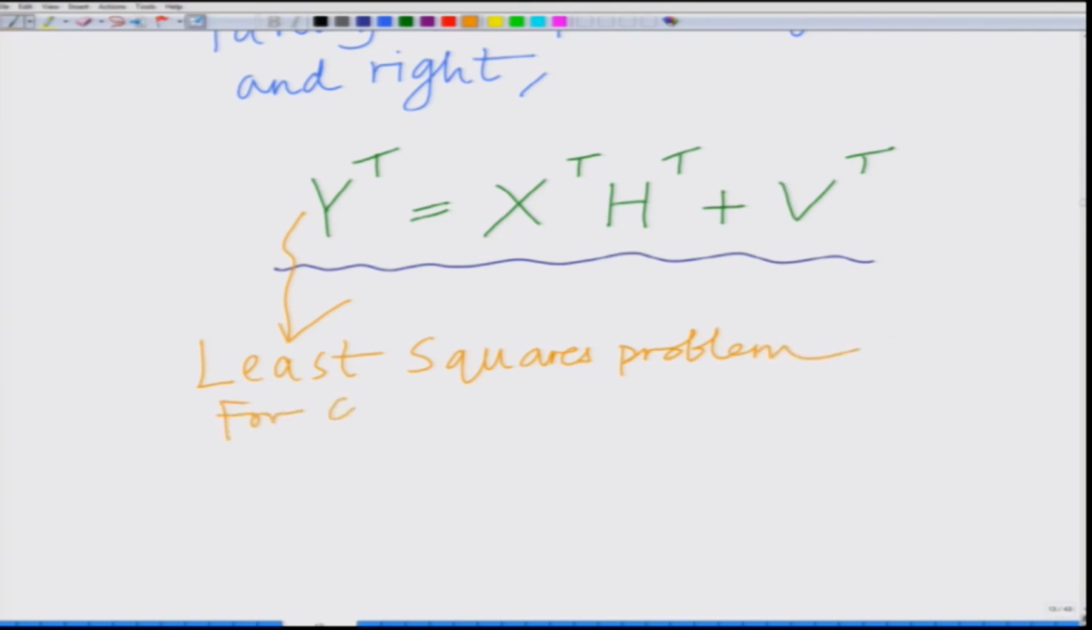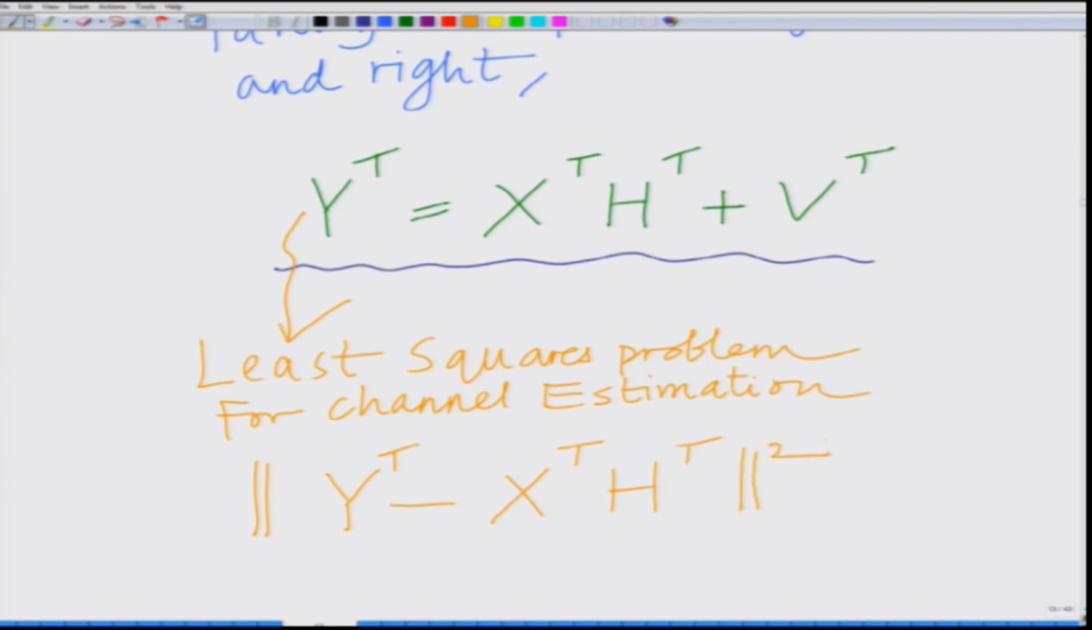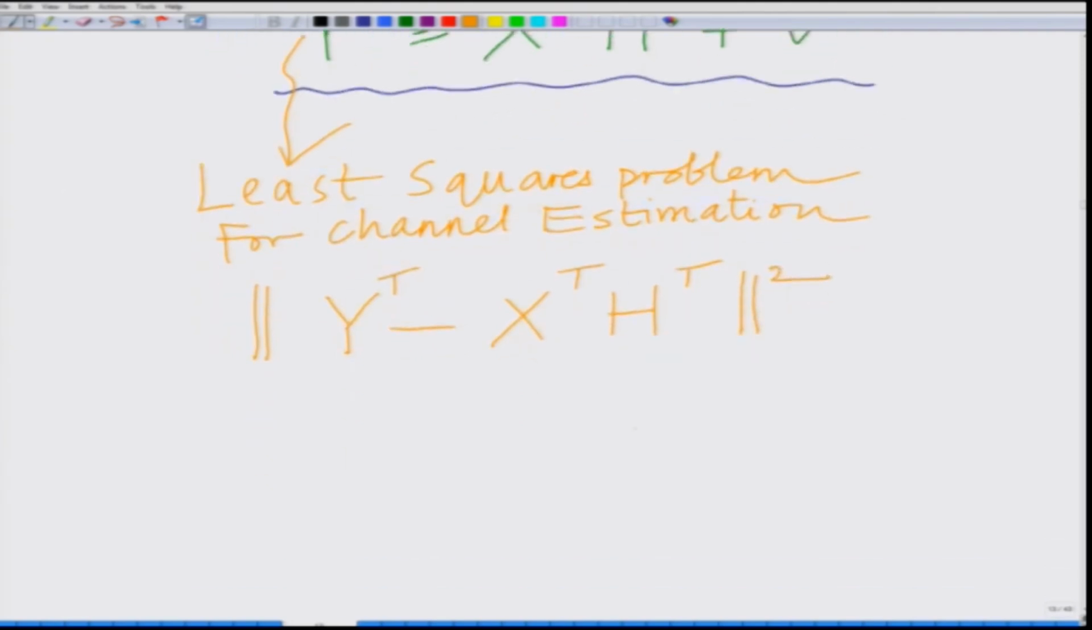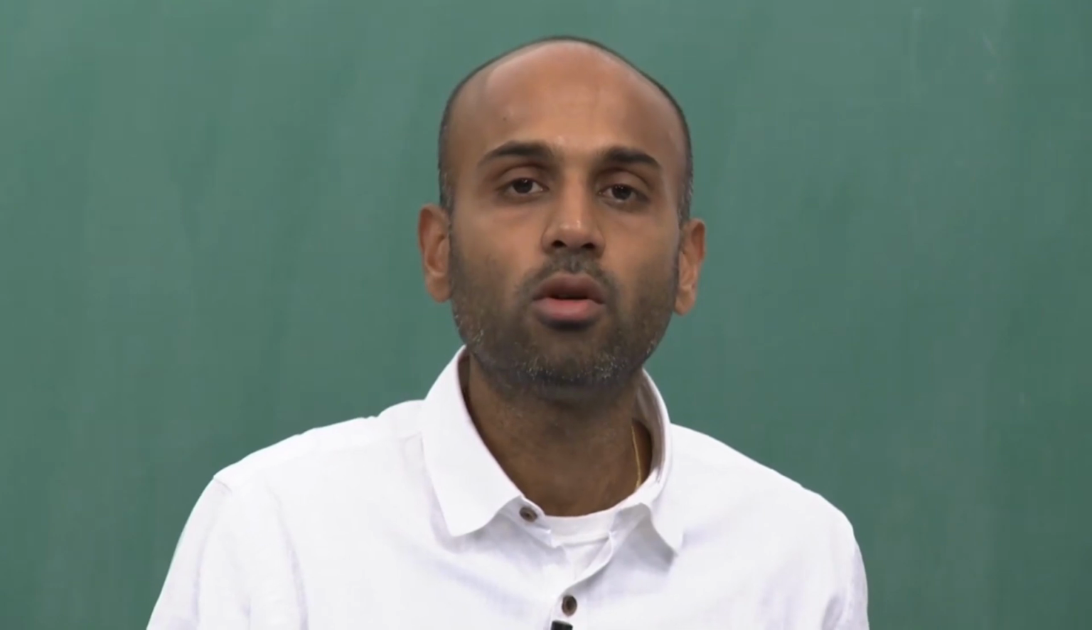Least squares problem for channel estimation, that is given as y transpose minus x transpose h transpose whole square. This is my least squares problem for channel estimation, and except here there is a slight change. This is the matrix Frobenius norm of the matrix, because now we are dealing with matrices, we have to consider the Frobenius norm of the matrix, but do not worry too much about this.